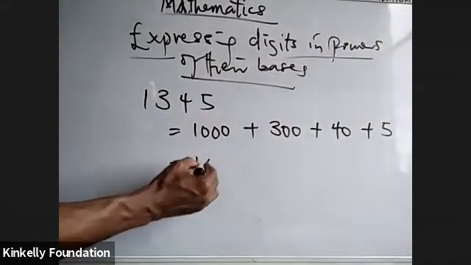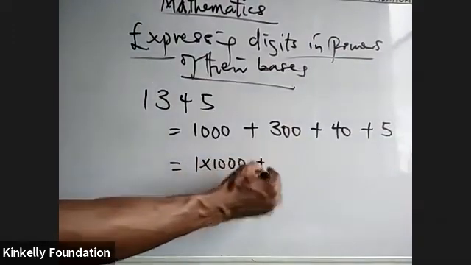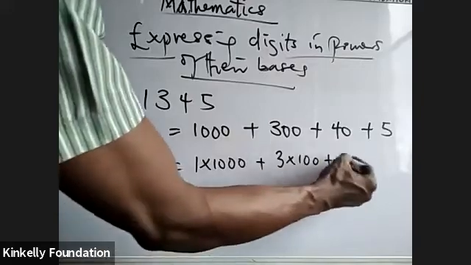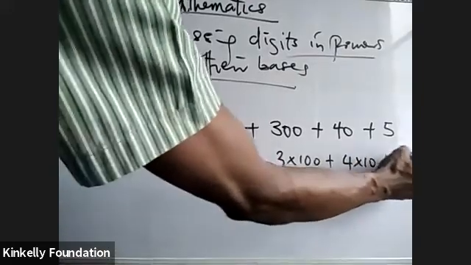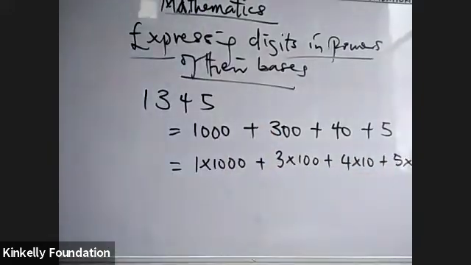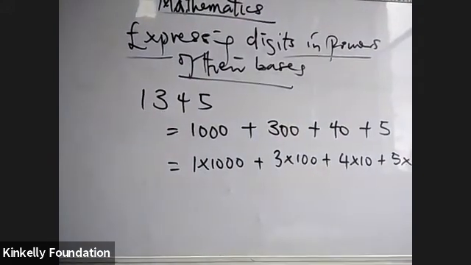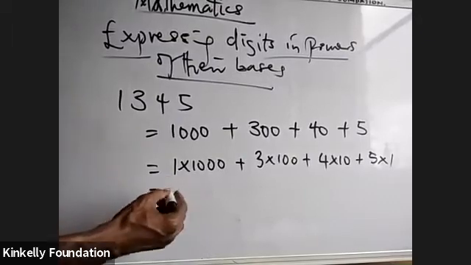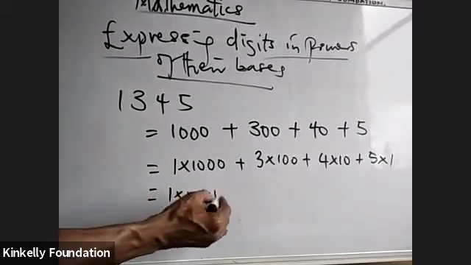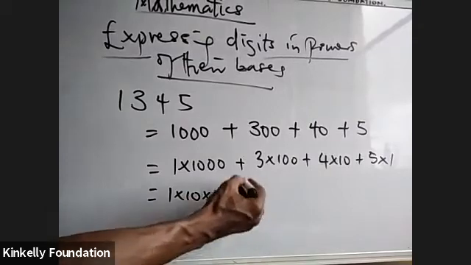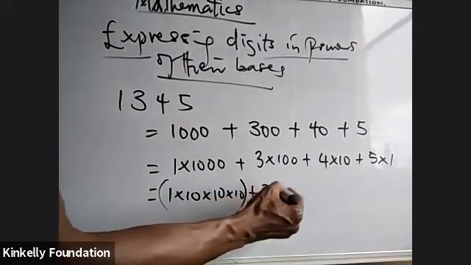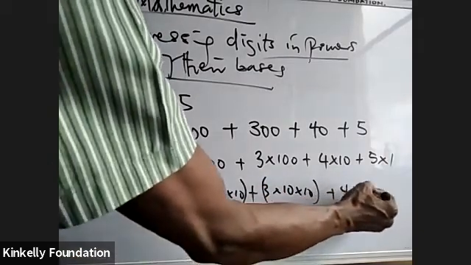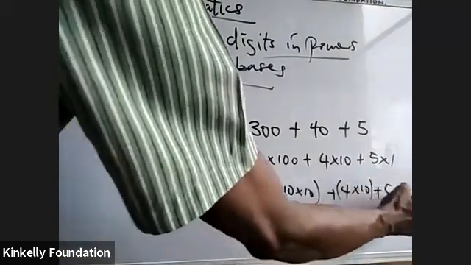This means 1 times 1000. This means 3 times 100. This one means 4 times 10. And this one is 5 times 1. See how we are going gradually. Now, this means 1 times 10 times 10 times 10, plus 3 times 10 times 10, plus 4 times 10, plus 5 times 1.